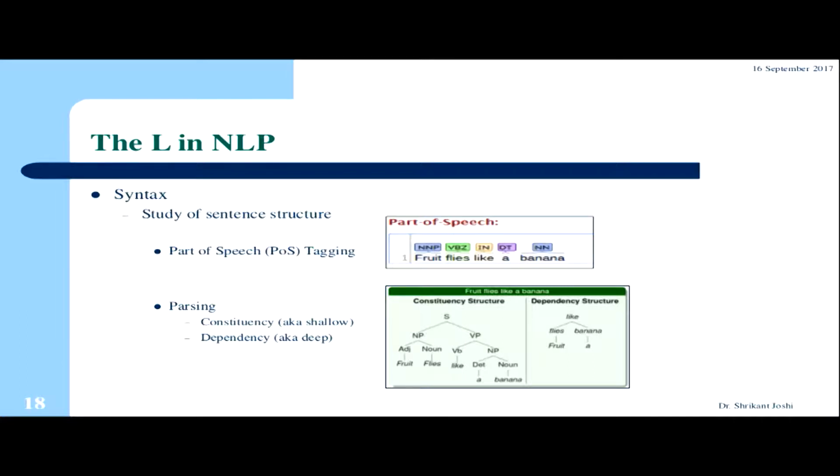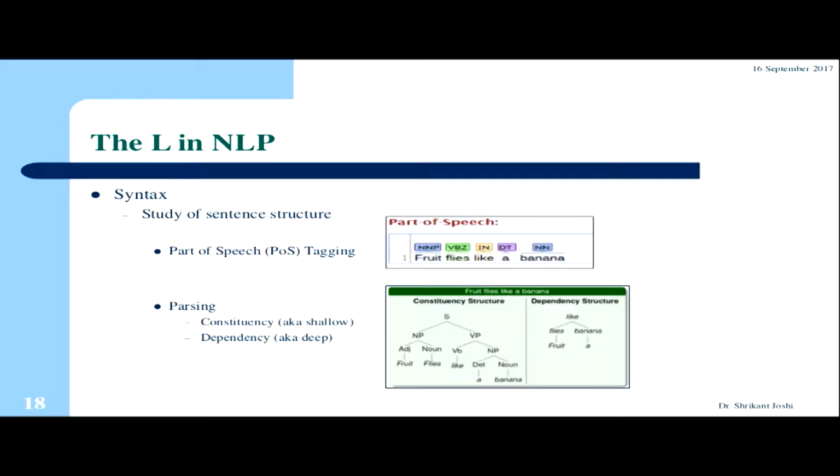Yes, yes. It identifies the main verb, or rather the main element. It may not be a verb all the time, and then it identifies how the rest of the elements are attached to it, and what is dependent on it.